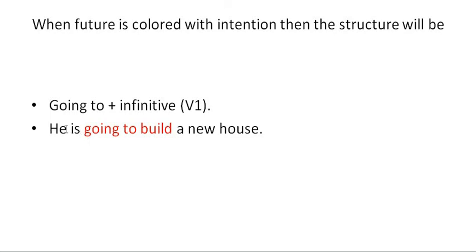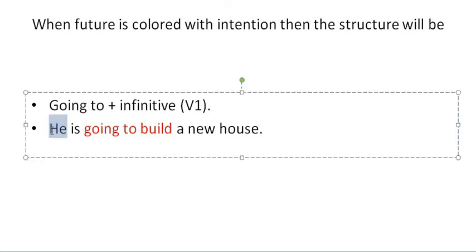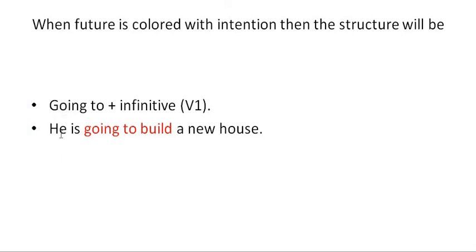So it is going to plus infinitive, the verb of first form. Here it is he, so in that case you have written is. If you have written you here, then are should be written, and if it is I, then am. So depending upon is, are, am, depending upon the subject. Here I have used the subject he, so you better use is. So is going to is there and then the first form of the verb.